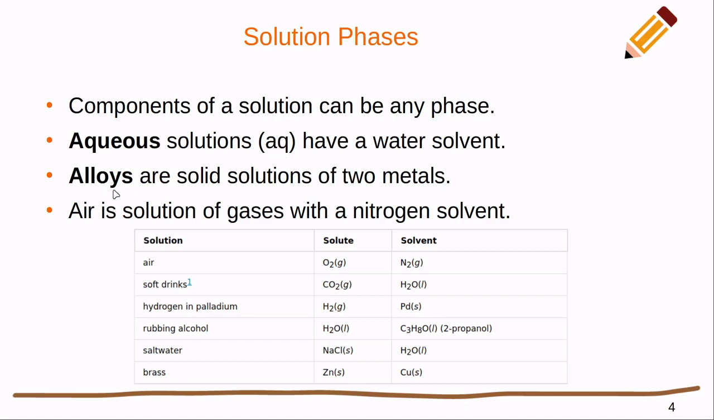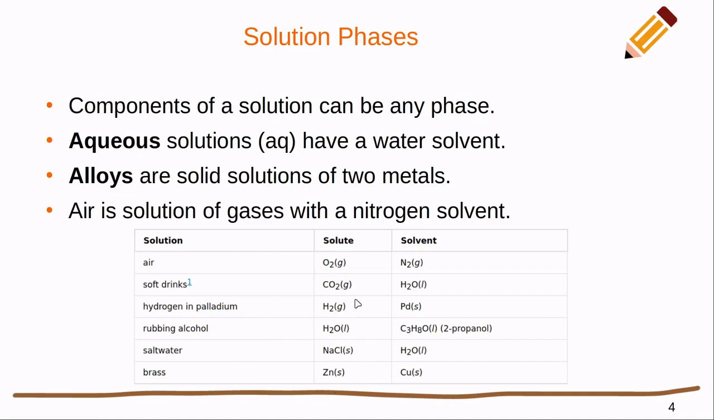But alloys, for instance, are solid solutions of two metals. So one metal is actually dissolved in another, and it's in the solid phase. But it's still a solution. It still has these rules. Air is a solution of gases with a nitrogen solvent. The largest component inside of air is nitrogen gas, and something like oxygen that we're breathing out of the air would be the solute in the nitrogen solvent.